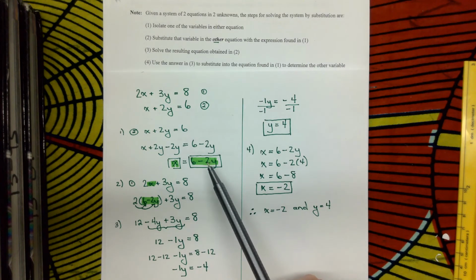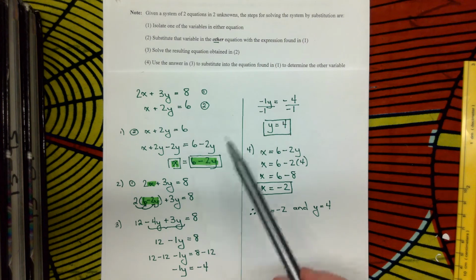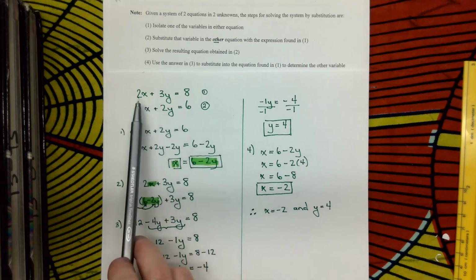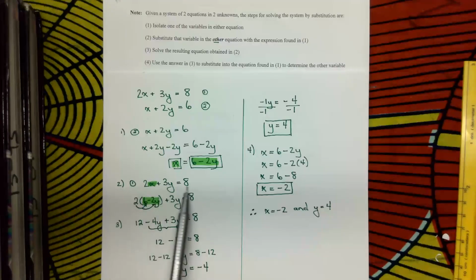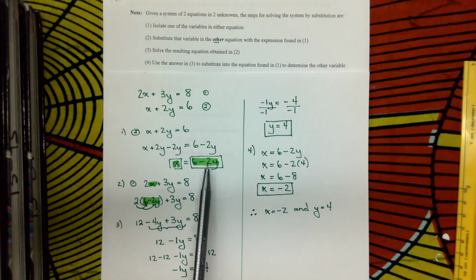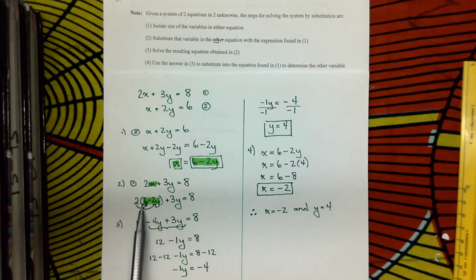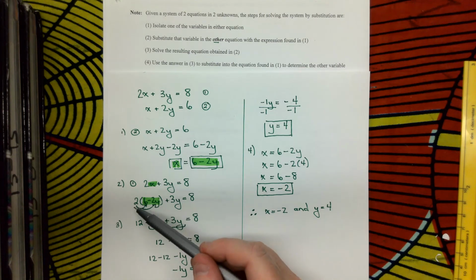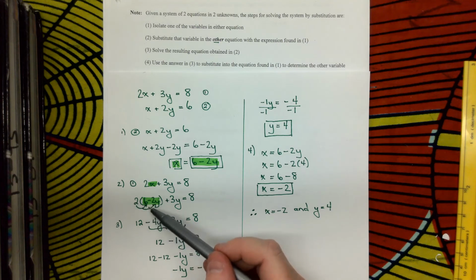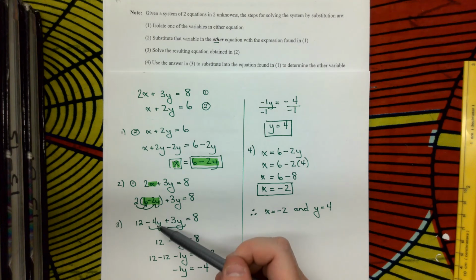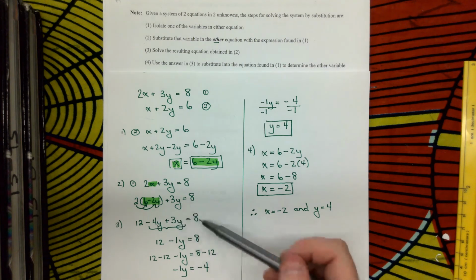So we'd finished isolating. So next step is to substitute. So what we want to do is we want to take the equation that we didn't use, so the 2x plus 3y equals 8, which is this one. And everywhere we see x, we're going to replace it with 6 minus 2y, because we know that x and 6 minus 2y are the same thing. So I replaced x with 6 minus 2y, and now I can simplify and solve. So what I'm going to do here is just distribute the 2 into the bracket. So I do 2 times 6 is 12, and 2 times negative 2y is negative 4y. And then the 3y and the 8 stay.